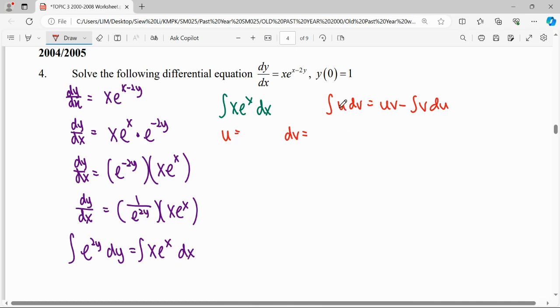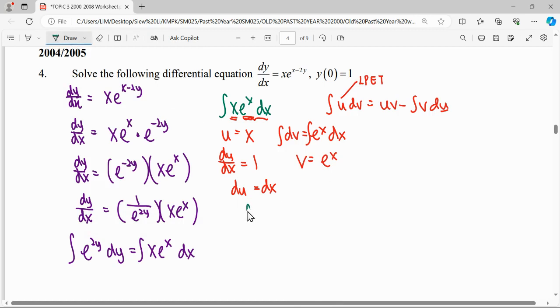u will be selected using the concept of the law of pecks, where we pick the log function, followed by polynomial, exponential, and trigo. Here we have a polynomial and an exponential, so by priority we select x as u. Then the remaining part, e to the x dx, becomes dv. We differentiate u with respect to x to find du, which equals dx. Meanwhile for dv, we integrate both sides to find v. Integrate e to the x, we get e to the x.